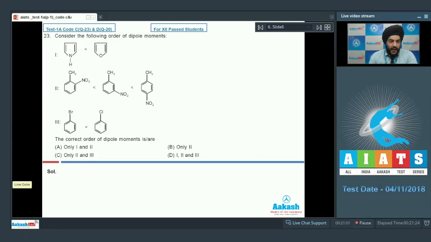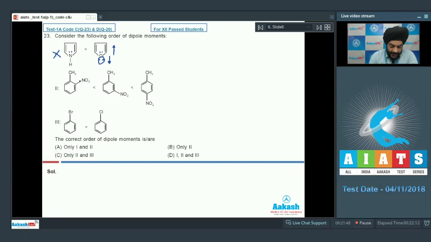Students, let us look at question number 23 now. Consider the following order of dipole moments. So let us look at the first option now. We have pyrrole and then we have furan. So pyrrole has 1 lone pair of electrons, whereas furan has 2 lone pairs of electrons. The dipole vectors in furan shall be opposing in nature, as there is a lone pair of electrons which is not delocalized. But in pyrrole, the lone pair over nitrogen is delocalized. Okay, so this is going to have a greater dipole moment than this. So the first statement is incorrect.